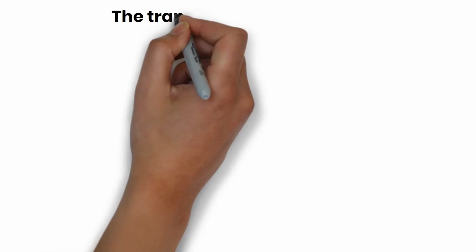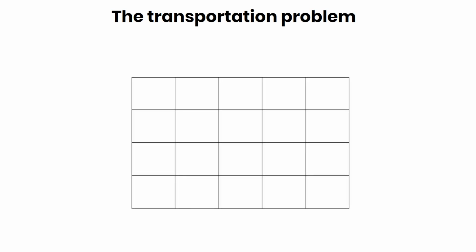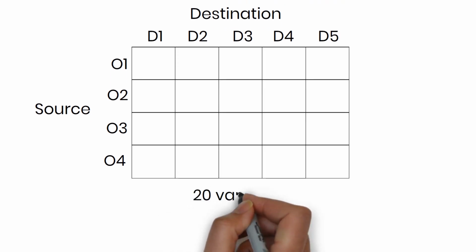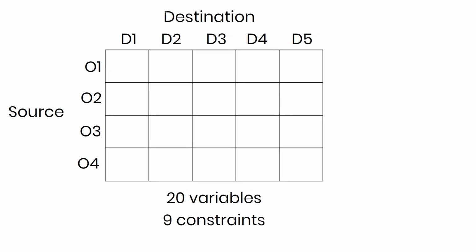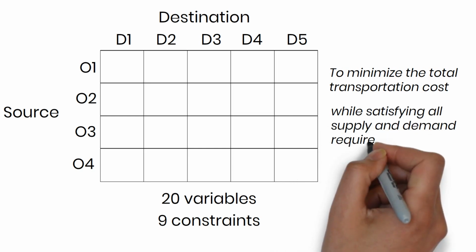The transportation problem involves determining the most cost-effective way to transport goods from multiple sources to multiple destinations while meeting supply and demand constraints. In a typical transportation problem with 4 sources and 5 destinations, the linear programming model will have 20 variables, each representing the quantity transported from a specific source to a specific destination, and 9 constraints, 4 supply constraints and 5 demand constraints. The objective is to minimize the total transportation cost while satisfying all supply and demand requirements.